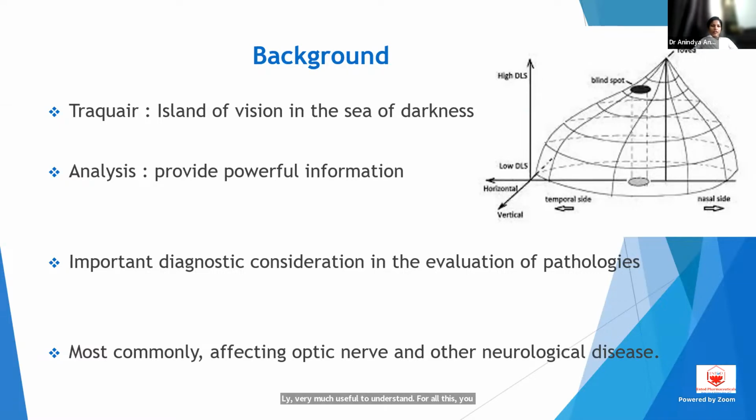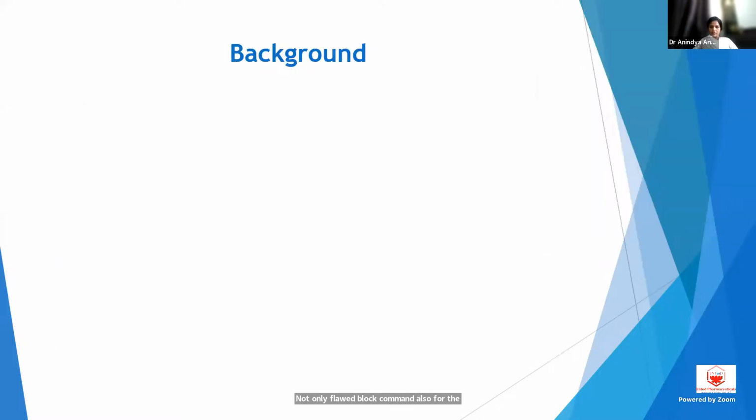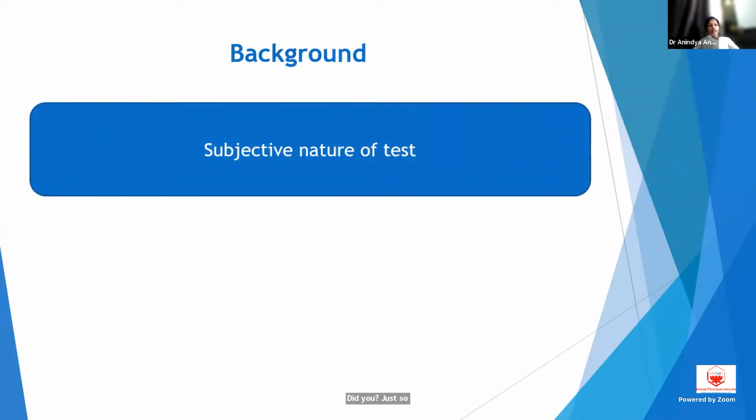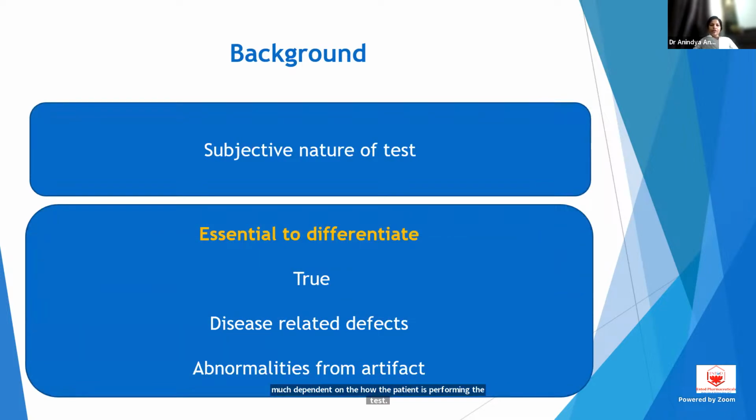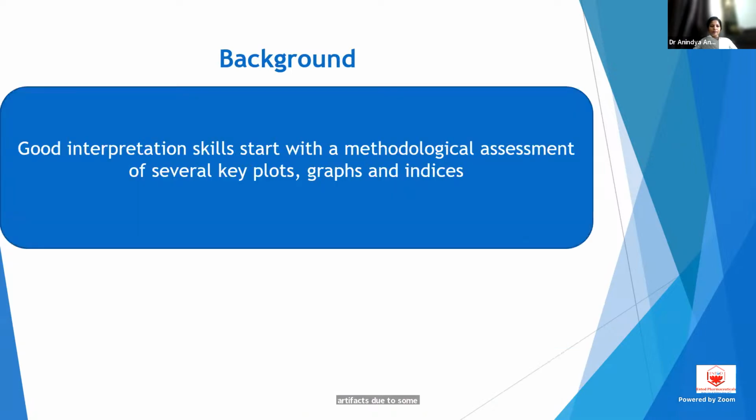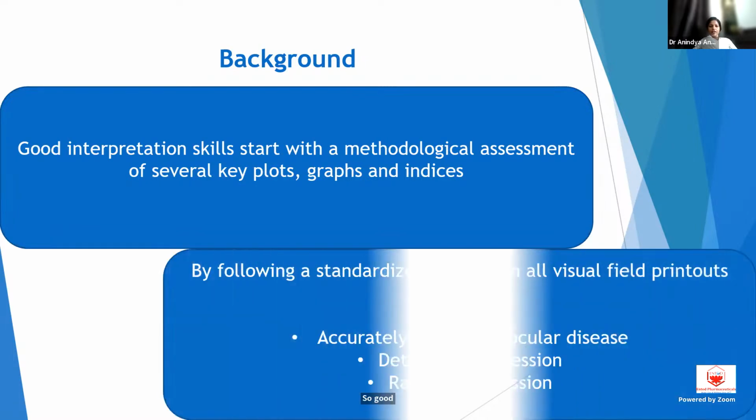That is why the visual field analyzer came into the picture. It's a very important diagnostic tool, not only for glaucoma but also for neurological diseases. The thing is that it's a subjective type of test, so you are very much dependent on how the patient is performing the test. You need to differentiate whether the disease is actually present or the defect is due to some other disease, or there are some artifacts due to some abnormalities. So good interpretation skills are required to identify several key plots, graphs, and indices.